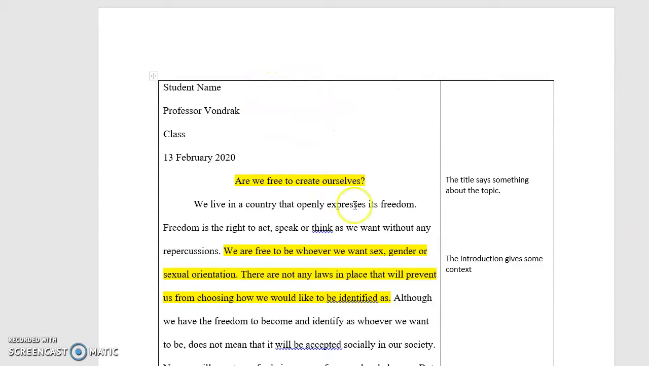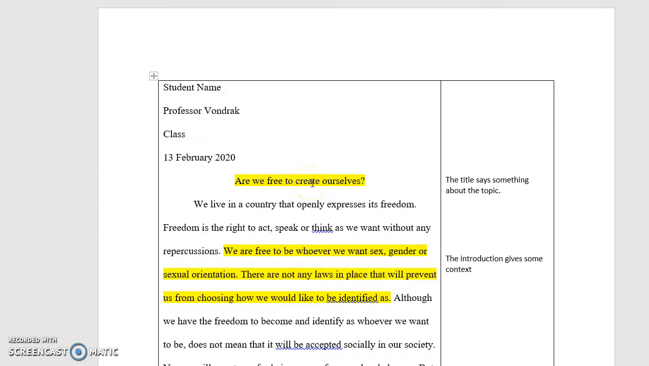First thing to notice is how the essay itself is set up, how it's formatted on the page. Notice we have the student name, we have the professor name, the class, that would be like ENG 033-030 or whatever your class is, and the date. Then we have a title.